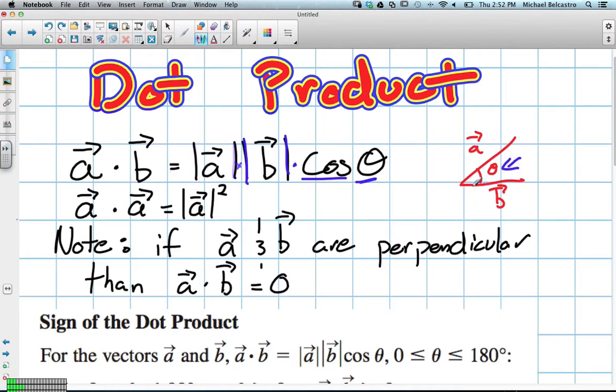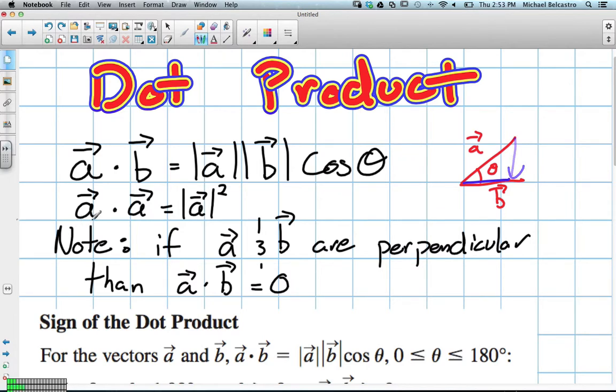The number you get will be a scalar. It will not be a vector. It will just be a value. Okay? Think of it as a scalar projection of A onto B. That's the idea. Okay, so how far along do we kind of go? It'll give us a scalar number.